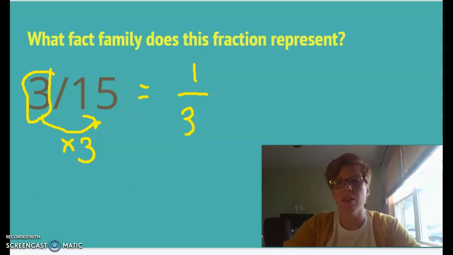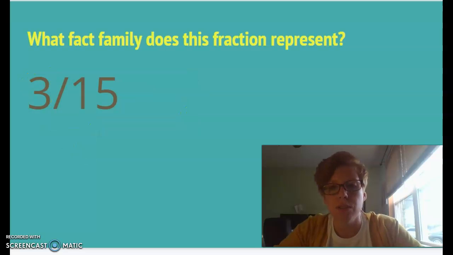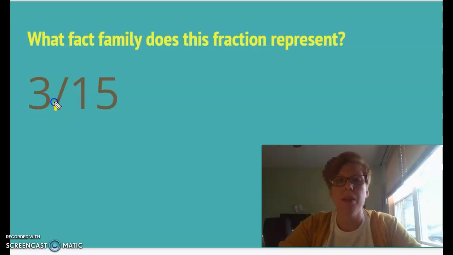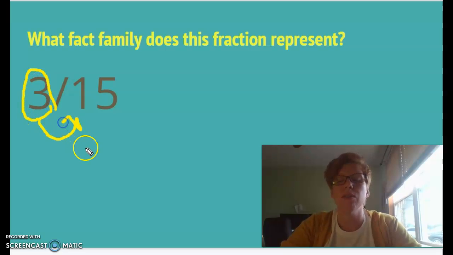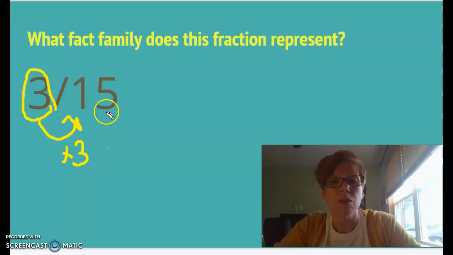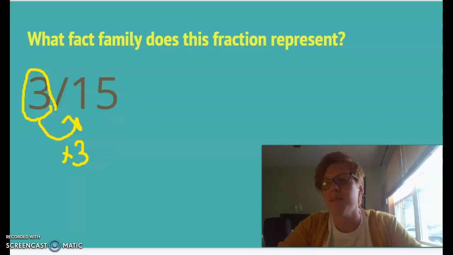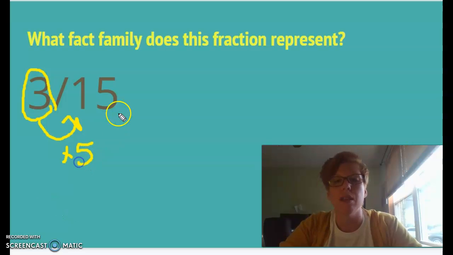Next one, 3/15. Pause the video. Figure this one out. Okay, you should have asked yourself, how many times does the numerator go into the denominator? Well, 3 times what is 15? Oh, once again, it's a third. This is too funny. I picked a lot of thirds today. So 3 times 3, I'm sorry, not a third. 3 times 5 is 15. Got my numbers mixed up. 3 times 5 is 15.